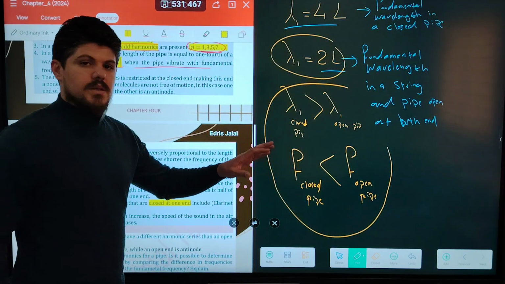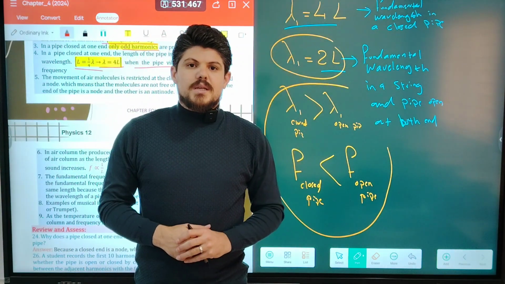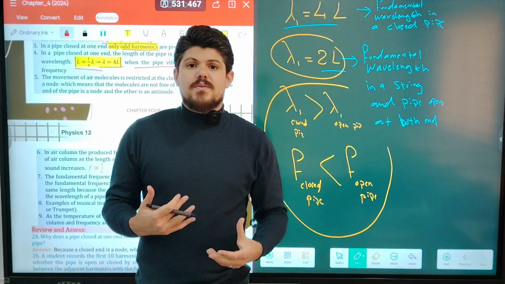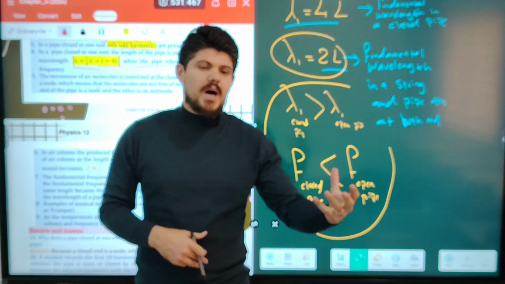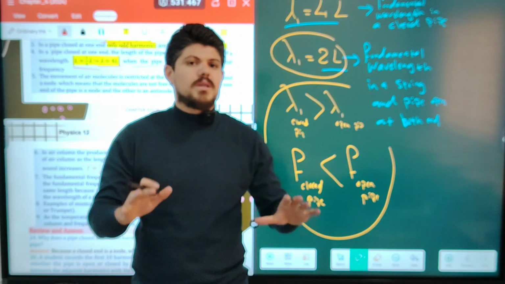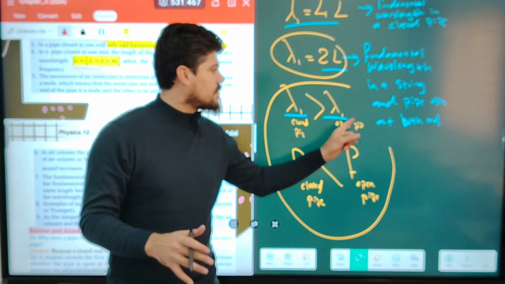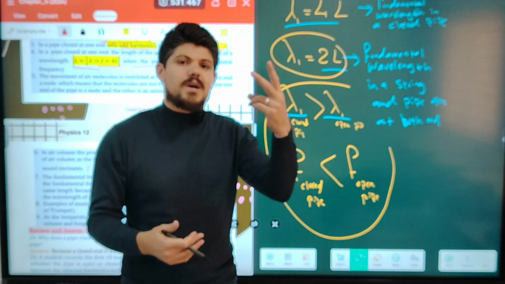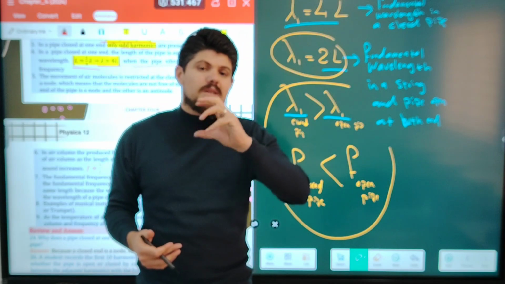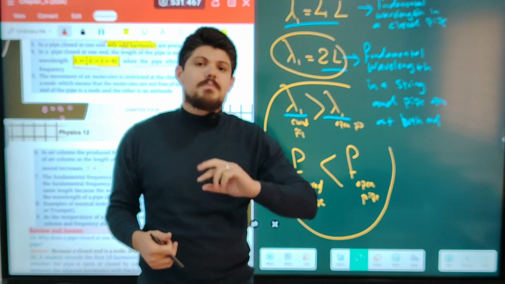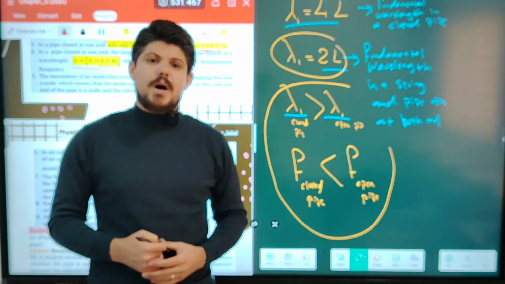Guys, I'm going to repeat, please listen carefully. Which one has more fundamental wavelength? When we say fundamental wavelength, it means lambda 1. Which one has more lambda 1, open pipe or closed pipe? Absolutely the closed pipe, by a factor of 2. The fundamental wavelength of the closed pipe is bigger than that of the open pipe by a factor of 2, or twice as much.